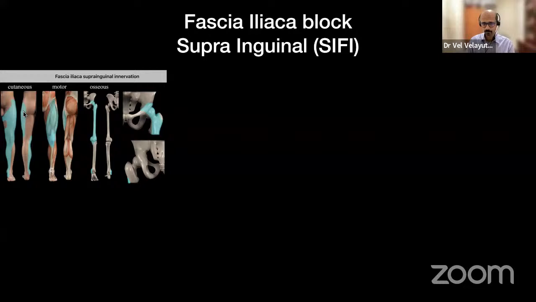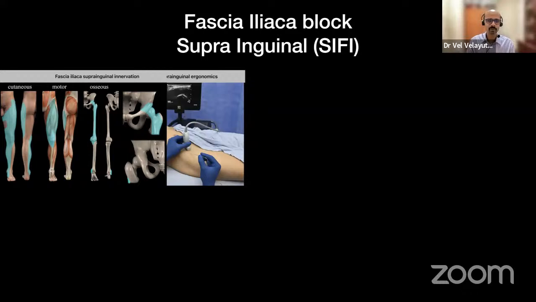So which way is the probe going to be? Again, we're using the same probe as for a femoral nerve block, a high-frequency linear probe. But because we want to be supra-inguinal, the direction is cephalad to caudad, so your probe is pointing upwards. Previously, it was that way for the femoral nerve. This way, it's going to be pointing upwards to the umbilicus, and your needle is going to come from caudad to cephalad, so from below upwards. So that's the direction of your needle travel.